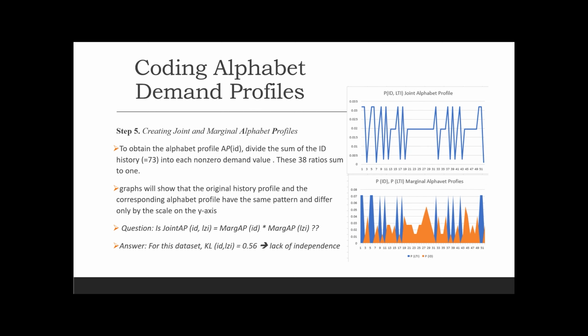I depict what the 2 alphabets look like. The top alphabet is the joint alphabet of the intervals and the demand sizes. The sum of these points adds up to 1 in both of the graphs. But you can see there are some differences in the profiles, in the patterns, and that is being measured by this Kullback-Leibler divergence measure. In this case, it comes out to 0.56, which suggests a lack of independence.